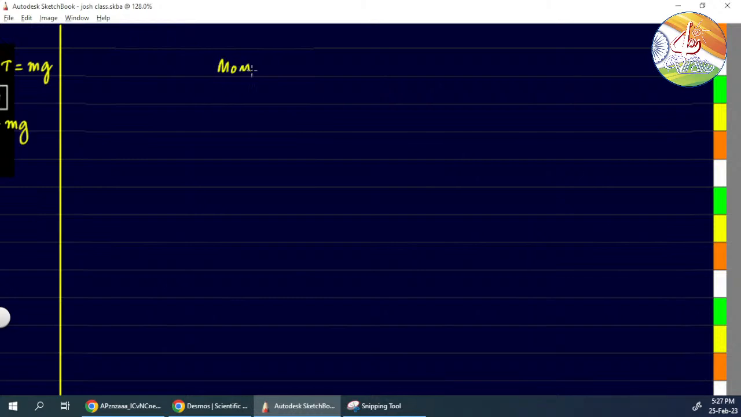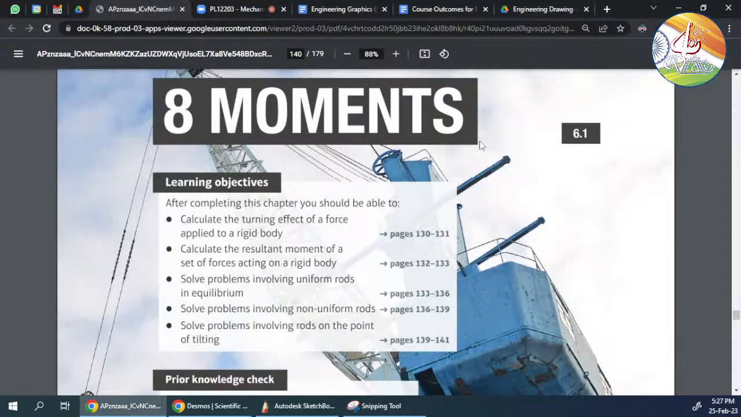Perpendicular distance. Yeah, perpendicular distance. The force multiplied by perpendicular distance gives us the value of moment. And I think that's going to be sufficient.